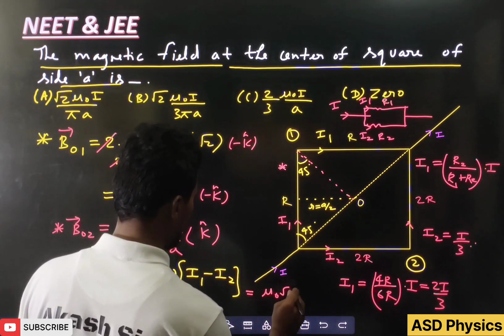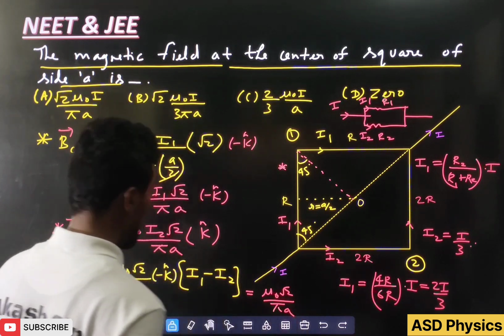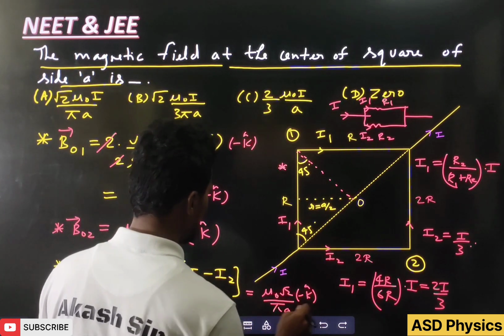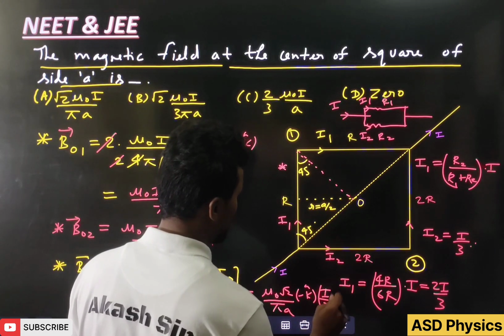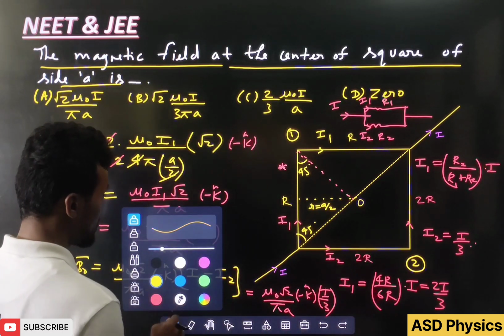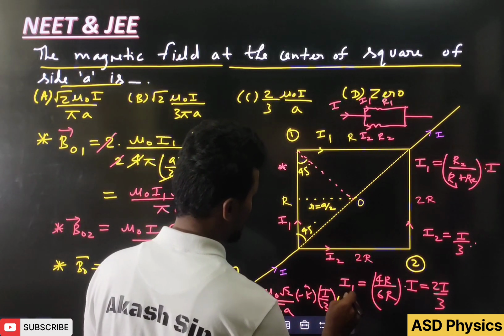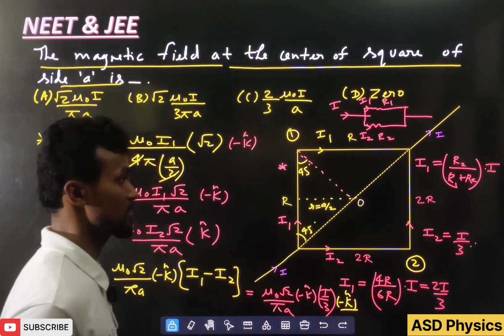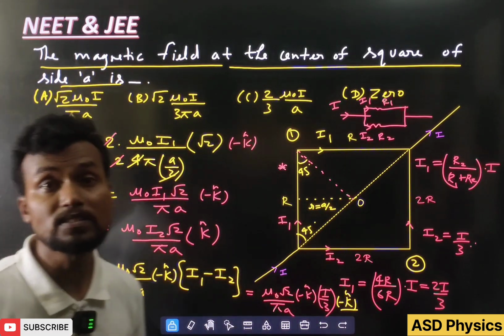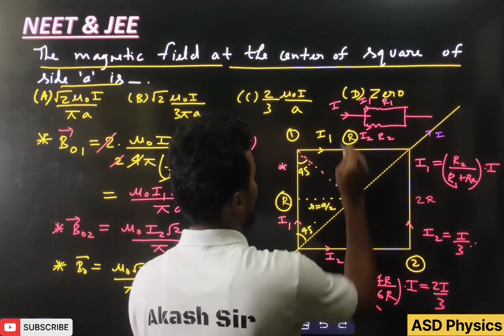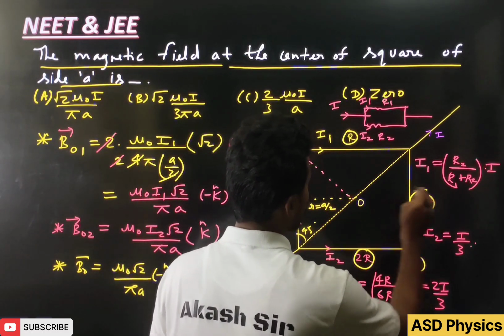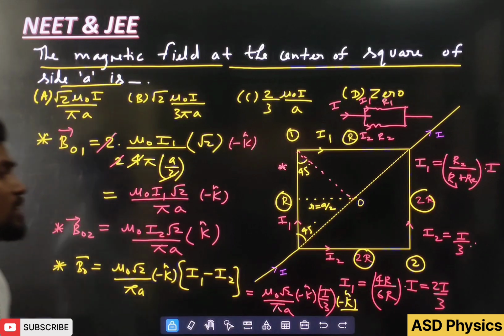It will come mu naught root 2 by pi A, minus k cap, and here it will come 2I by 3 minus I by 3, which means I by 3. And the magnetic field in which direction? Anyhow we can write minus k cap, or cross inside the circle. Why is the magnetic field coming non-zero? Because this side of resistance is R and R, and this side of resistance is 2R and 2R, so both the sections' resistances are different.